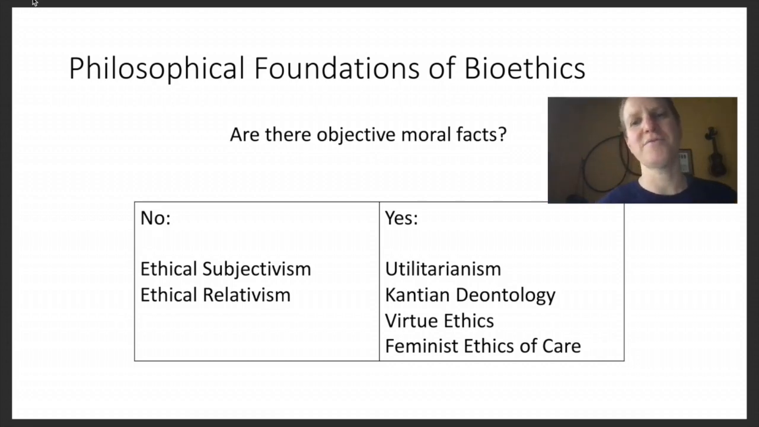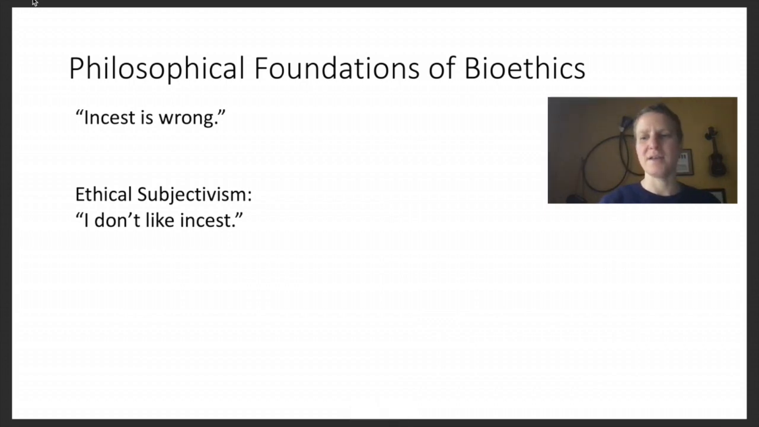And then we looked at 4 different versions of theories that believe in the existence of objective facts, some objective determinant of what constitutes morality, what makes something right or wrong. And just as an overview, for each of the philosophical theories we looked at, we started with the sentence, incest is wrong, and we looked at the different ways the theories would interpret this sentence.